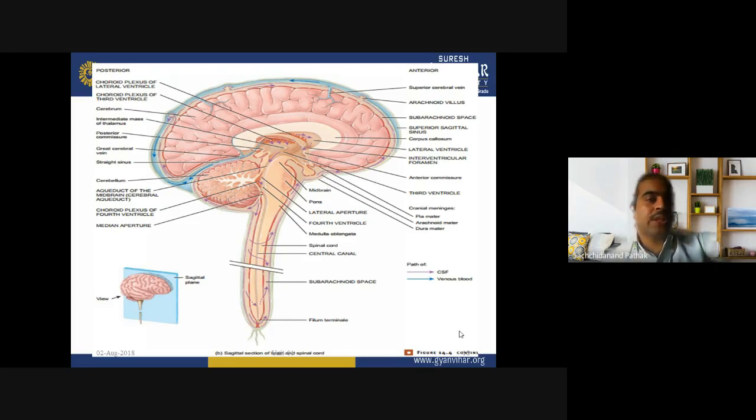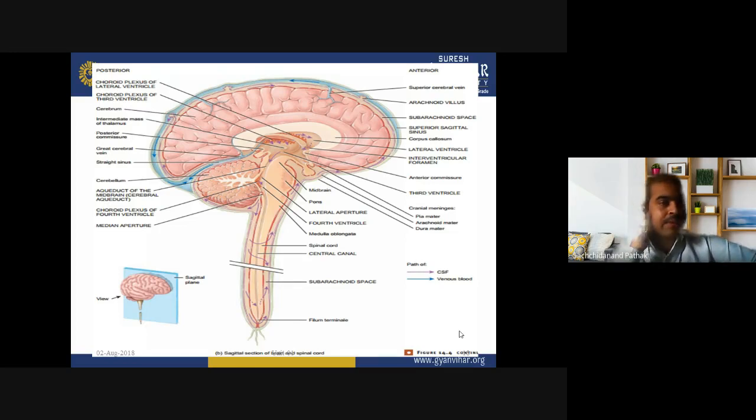And on the posterior side, you can see the choroid plexus of the lateral ventricle, then the choroid plexus of the third ventricle, and the cerebrum. The cerebrum is the first of the four parts of the brain we are talking about. So all these parts are the cerebrum.